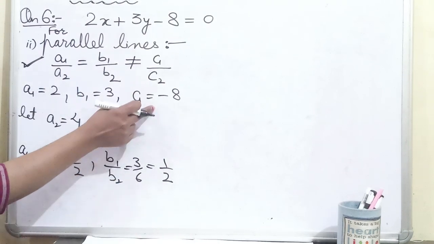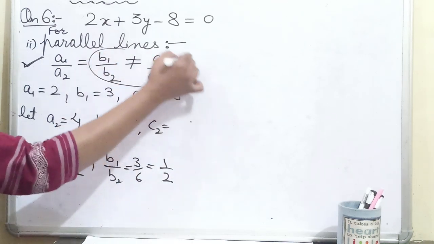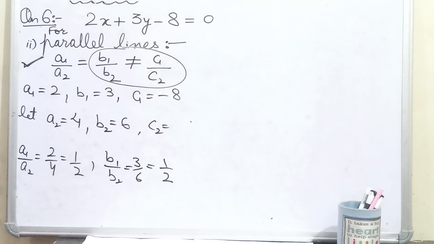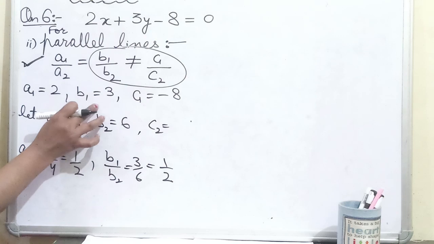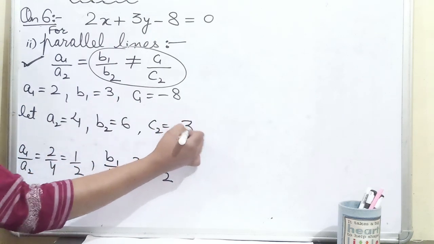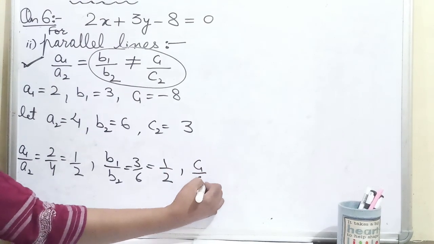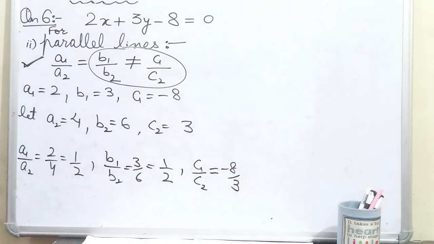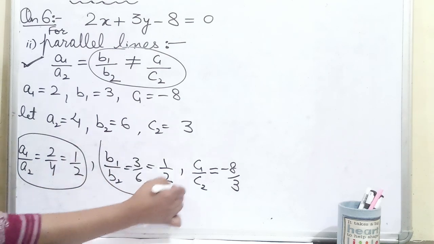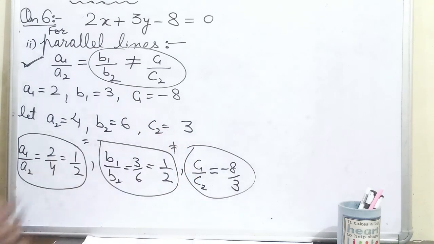Now we want to get C2 in such a way that its ratio should not be equal to B1 by B2 or A1 by A2. So you can take any value, but the ratio should not be equal to this ratio. You can take 3, 1, 5, so many values are there. So let us check that. C1 by C2 here is -8 by 3. And now we can easily see that the ratios A1 by A2 and B1 by B2 are equal, whereas C1 by C2 is not equal.